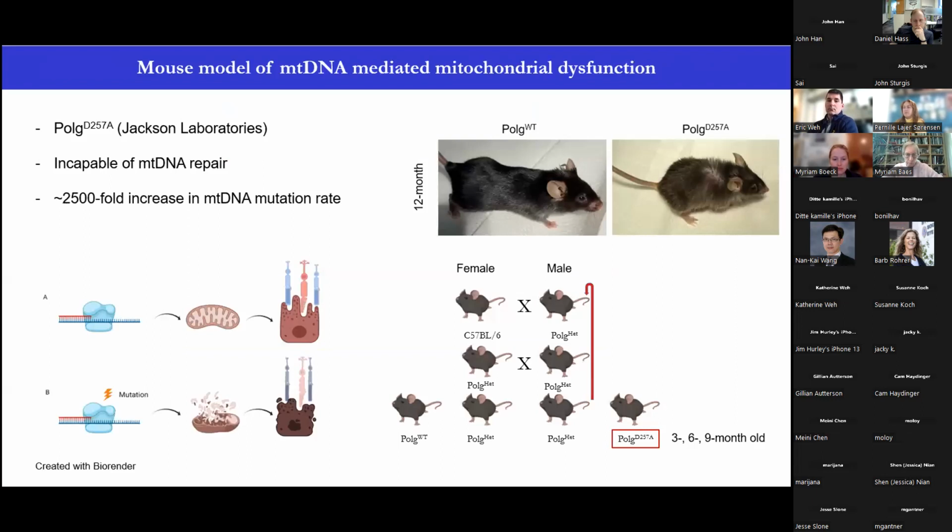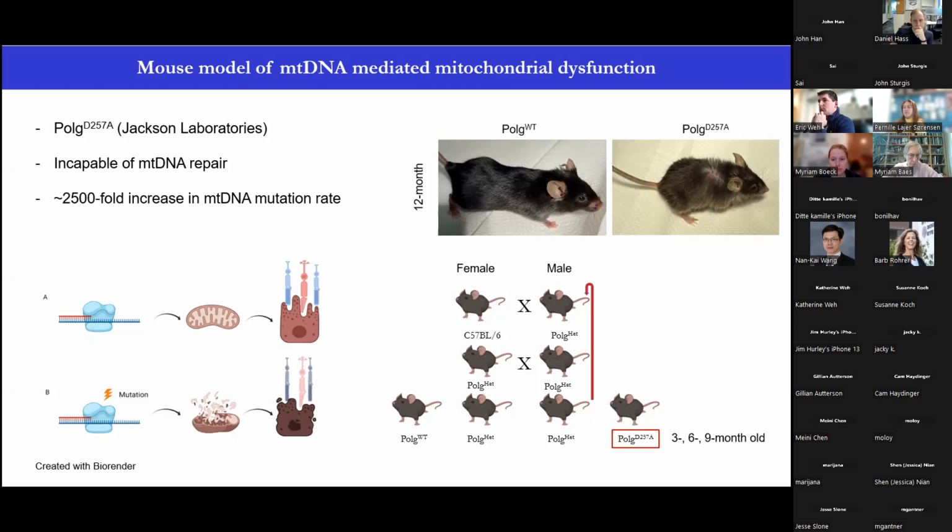And so in order to test this hypothesis, we really needed a good model that represented mitochondrial DNA mutation burden. Luckily for us, a mouse model already existed and it's commercially available from Jackson Labs. This is known as the POG D257A mouse. It was created back in the early 2000s to study the effects of aging on skeletal muscle.